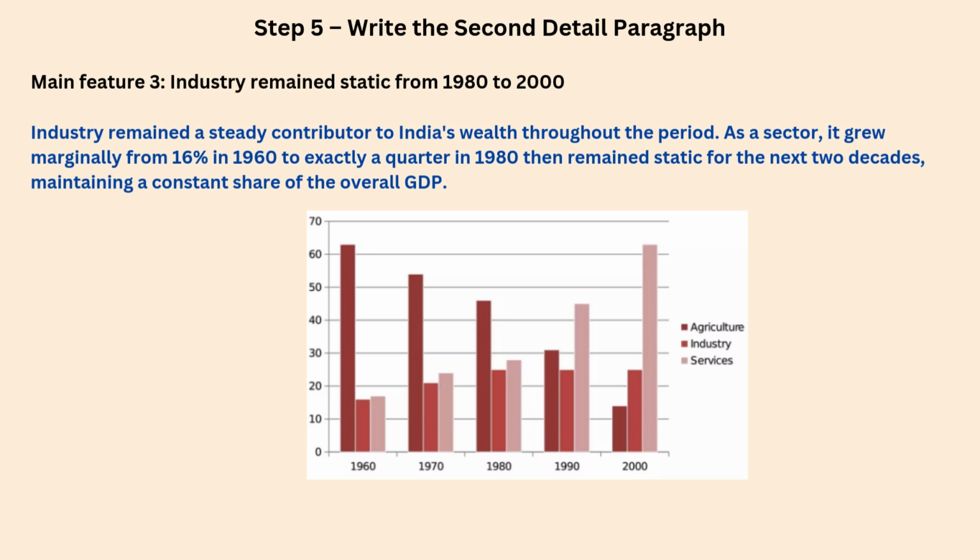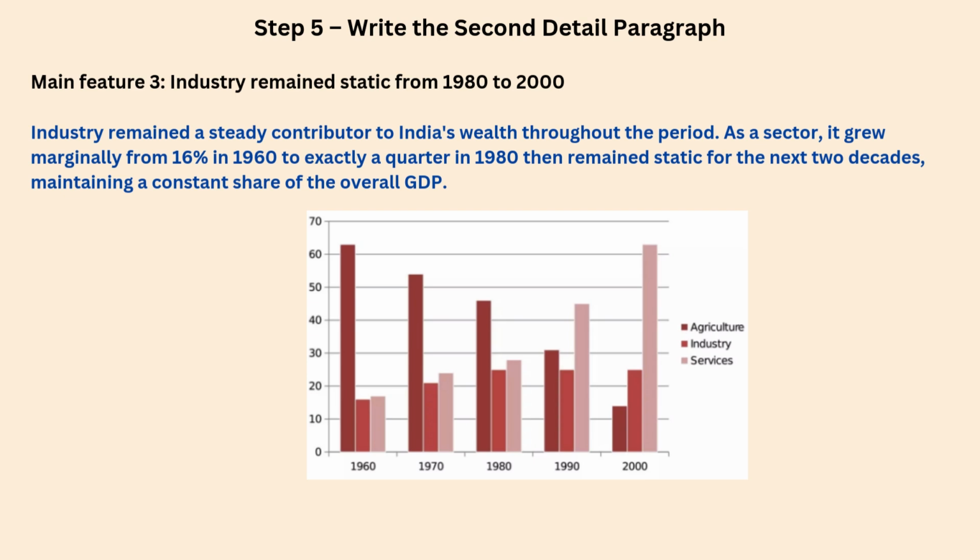For example, industry remained a steady contributor to India's wealth throughout the period. It saw a slight growth from 16% in 1960 to exactly 25% by 1980. However, after 1980, industry's contribution remained unchanged for the next 2 decades, holding a constant share of the overall GDP. By presenting the data this way, you're illustrating that, while industry grew initially, it then plateaued and did not show the same growth patterns seen in agriculture or services.